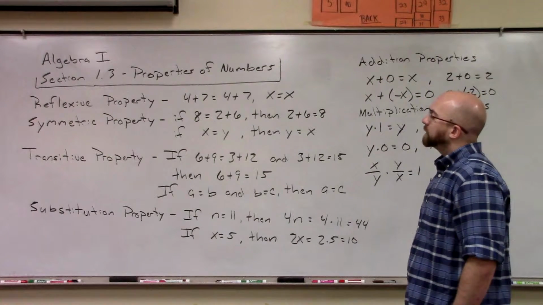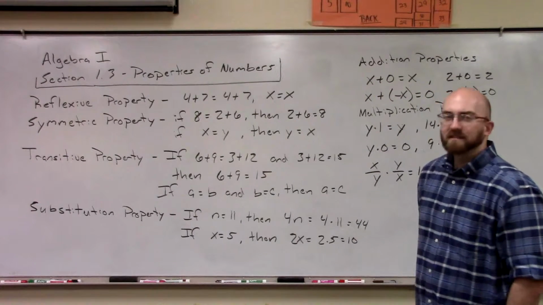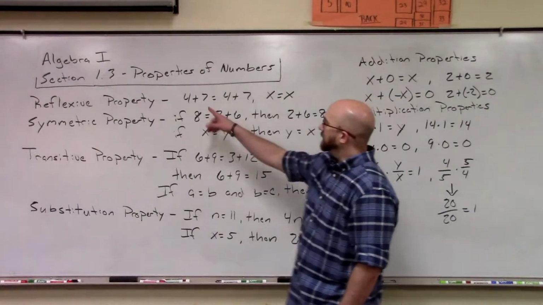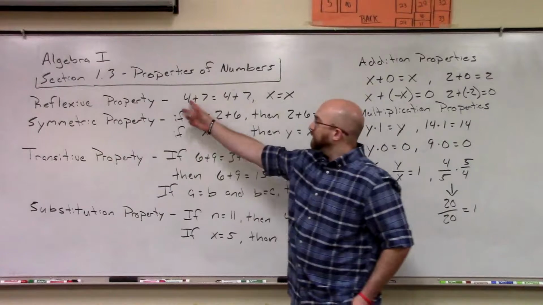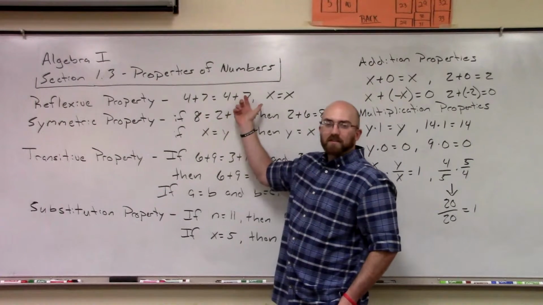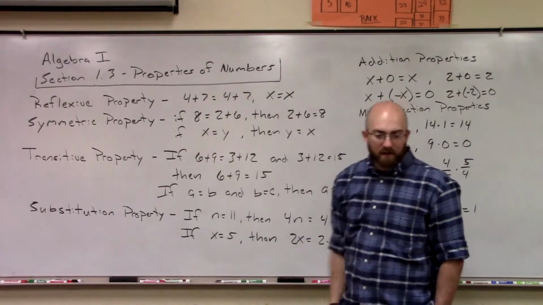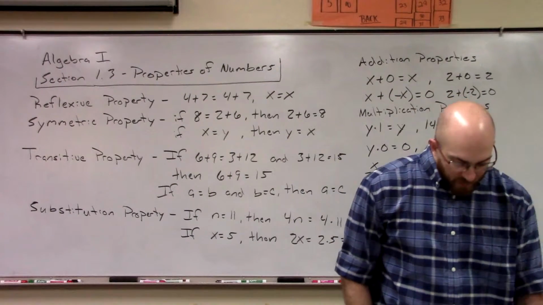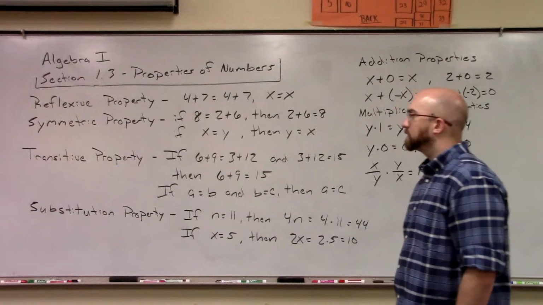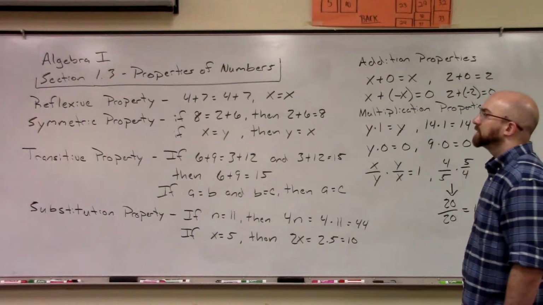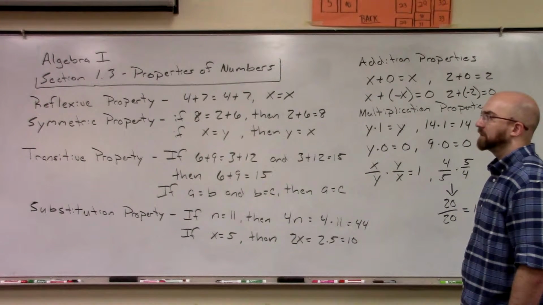The first one is the reflexive property. That just says, for example, 4 plus 7 equals 4 plus 7. That means this side equals this side, and that's all it is. So x equals x. The words they say: a quantity is equal to itself. Seems fair game to understand.